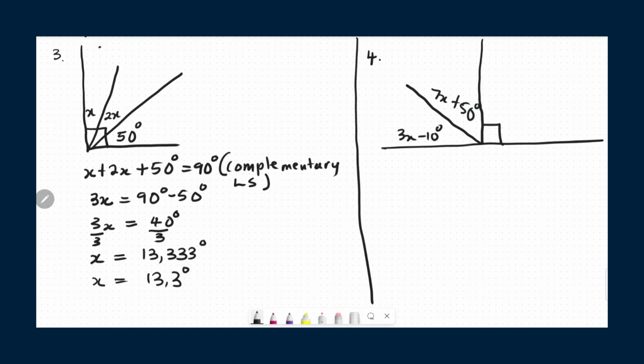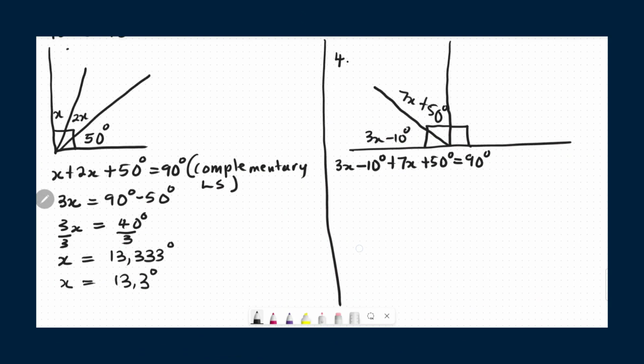These angles are side by side, also called adjacent. So if this side is 90 degrees, then automatically this other side is also 90 degrees. So they are still complementary angles. So now we can say 3x minus 10 degrees plus 7x plus 50 degrees is equal to 90 degrees.